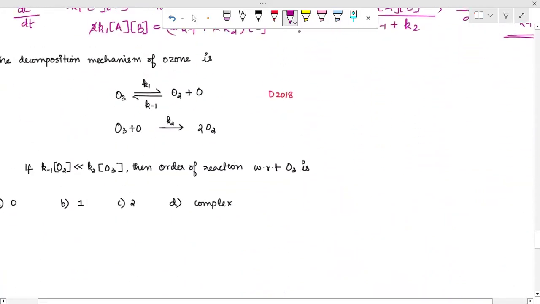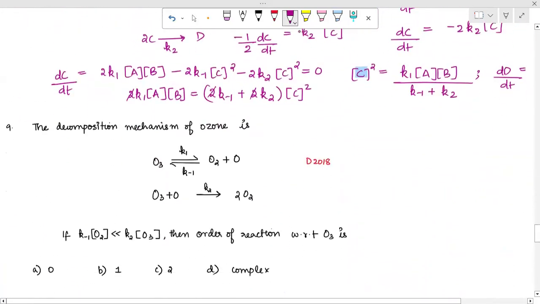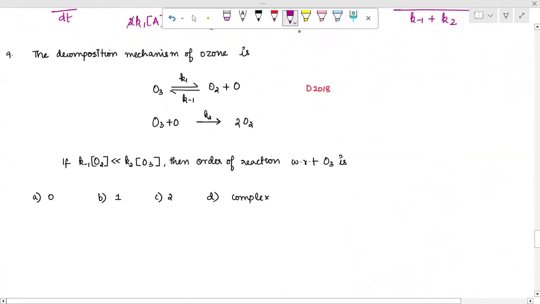Okay. Next question. You have to be careful with the coefficients. That's all. That's why I did this in detail. Okay. Next question.